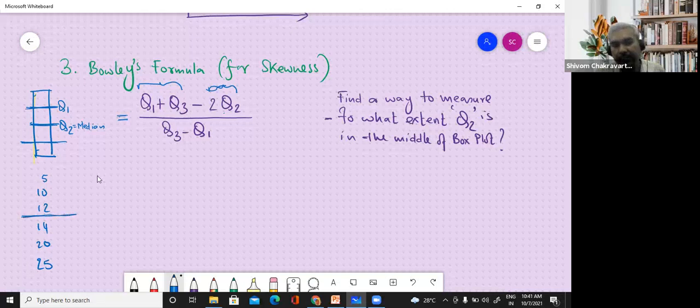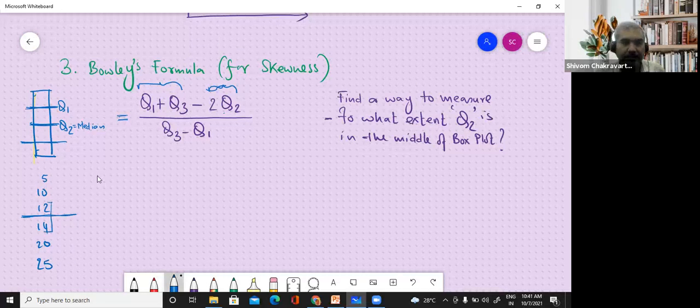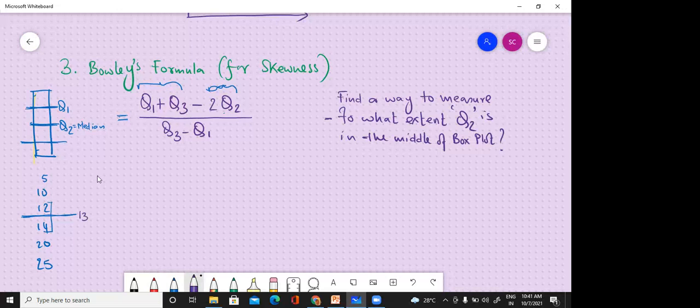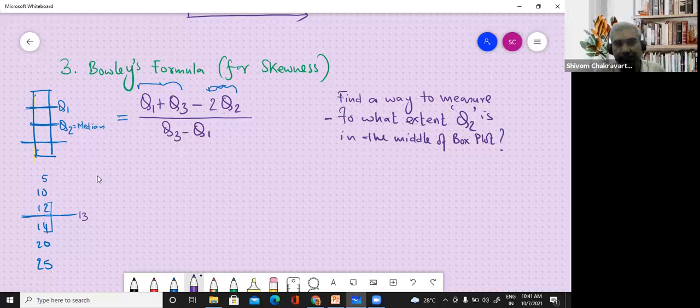What will be the midpoint? Average of these 2 numbers. So the average of these 2 numbers is 13. Is it clear? Yes, sir. So the whole data we divided in the middle. Now there is the lower half and the upper half.